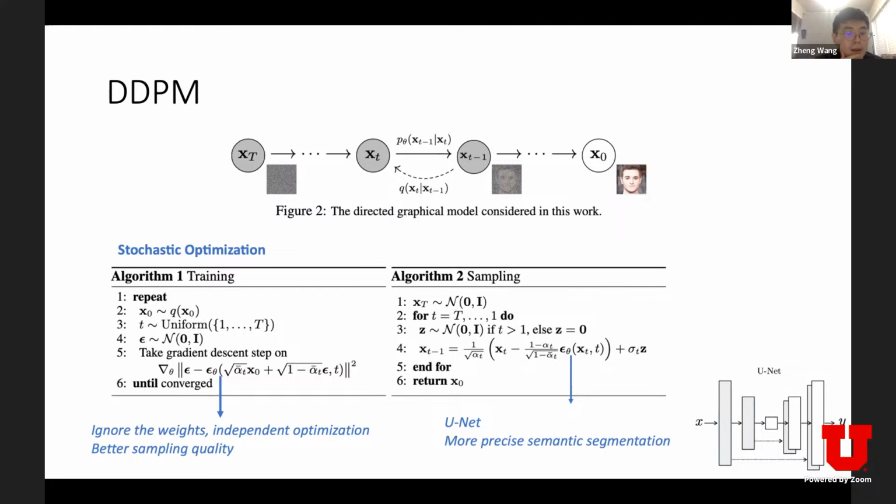And for the backbone of the approximation of epsilon theta, they use UNet, which is popularly used in image applications because it can extract more precise semantic segmentation.